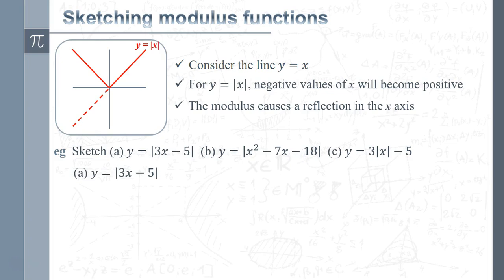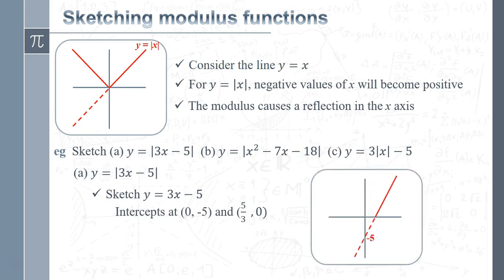So having said all that, here we go. We've got y equals mod 3x minus 5. First of all, I'm going to sketch my original function, thinking carefully about where my intercepts are going to be. So I've got those two, and I've got to remember that when I'm doing a modulus, it's the x-intercept that becomes the important one.